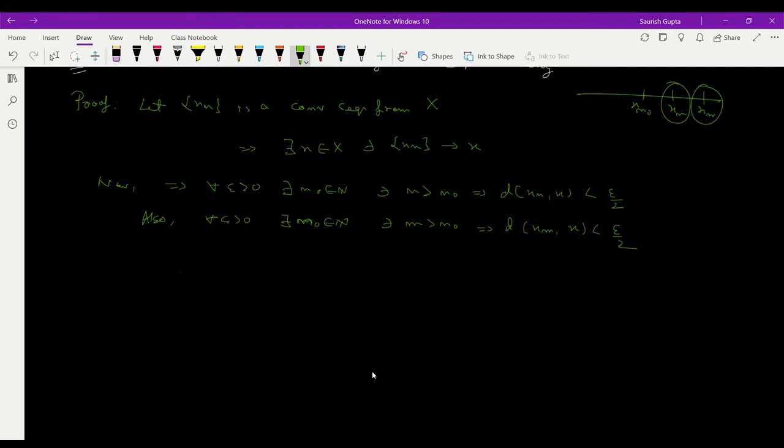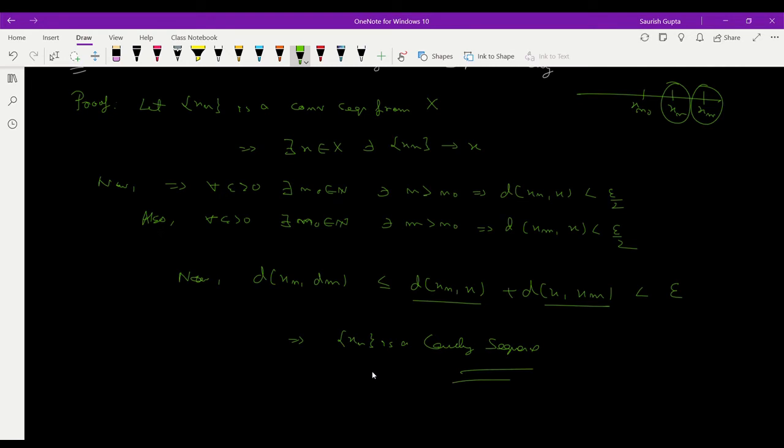Now what is the distance between xn and xm? It is less than or equal to the distance between xn and x plus the distance between x and xm. So this is less than epsilon by 2 plus epsilon by 2, so less than epsilon. So this is eventually less than epsilon. So what does that mean? Xn is a Cauchy sequence, right? Xn is a Cauchy sequence. Clear? So this is a fairly simple proof.